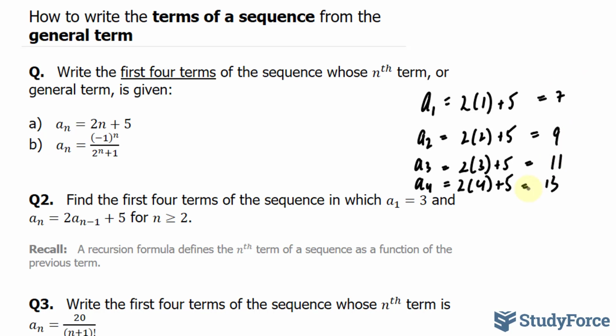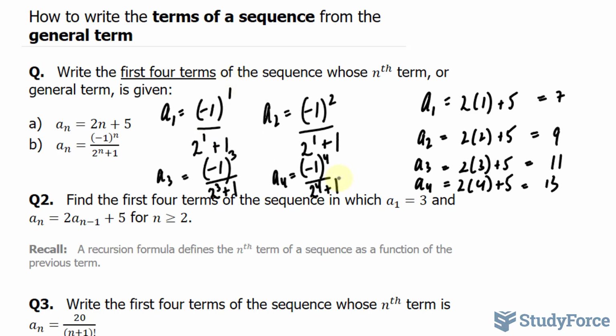Let's go ahead and do B. We have a sub 1 is equal to negative 1 to the power of 1 over 2 to the power of 1 plus 1, and the rest should look like this. Now let's go ahead and evaluate each of these. Starting with the first one, we have negative 1 to the power of 1. We have negative 1 in the numerator. And in the denominator, we have 2 to the power of 1, that's 2 plus 1. Therefore, a sub 1 is negative 1 over 3.